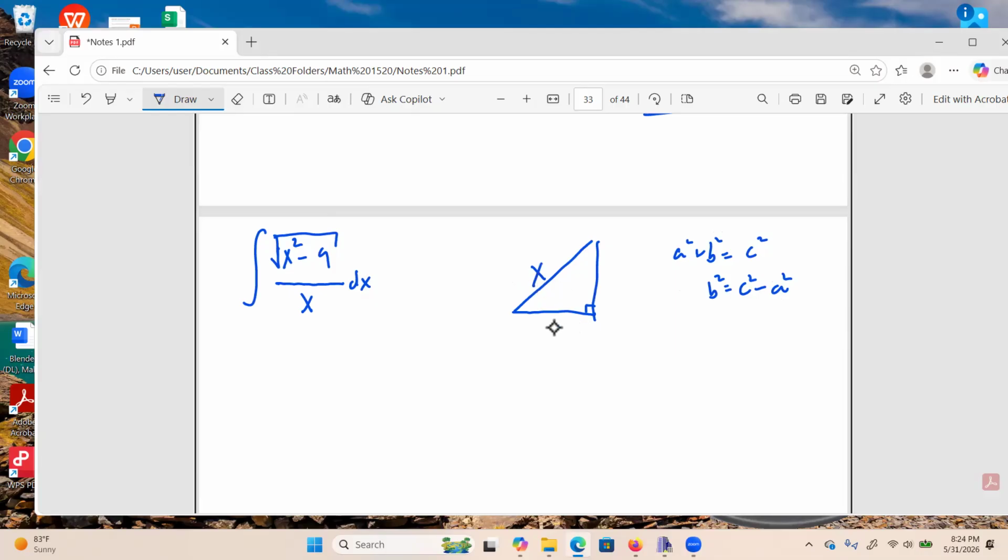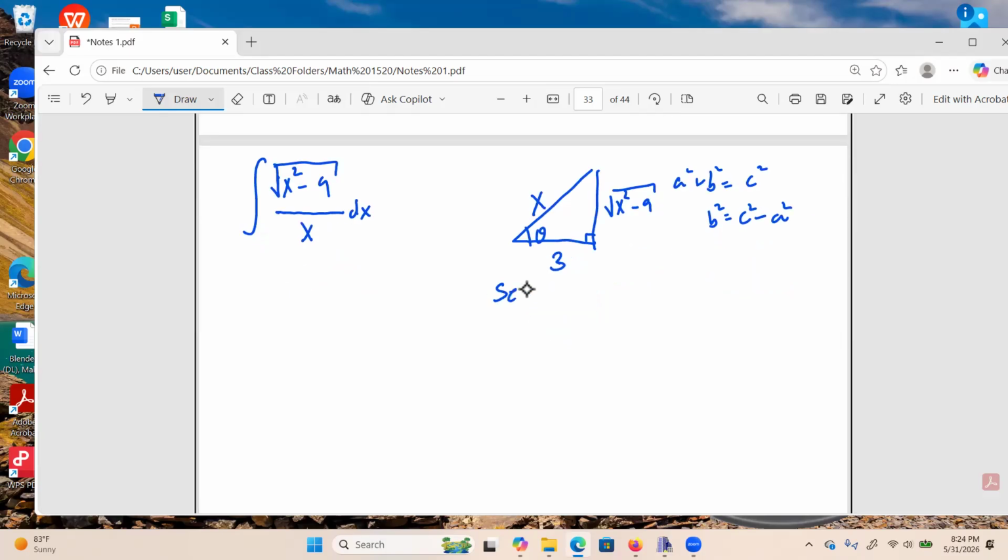And what I'm going to do is I'm going to say, let's make our 3 here, right? And then this last term here is going to be our square root of x squared minus a squared, which will be 9. Okay, so we could label all the parts of our triangle this way. And in this case, here's our theta. Okay, so we have secant of theta is equal to hypotenuse over adjacent. So we're going to say x equals 3 secant theta. All right. So that's always good to use.